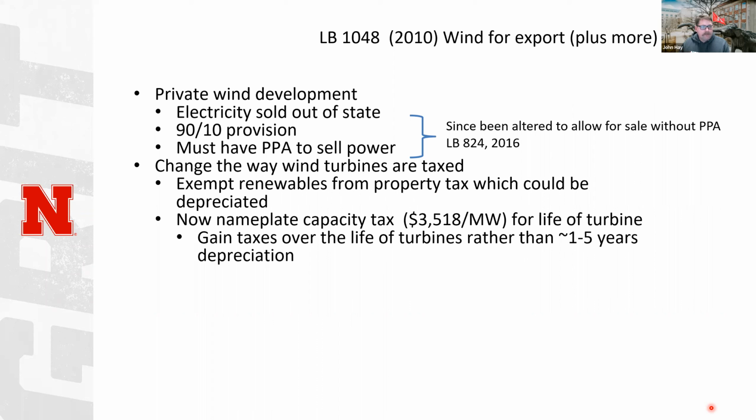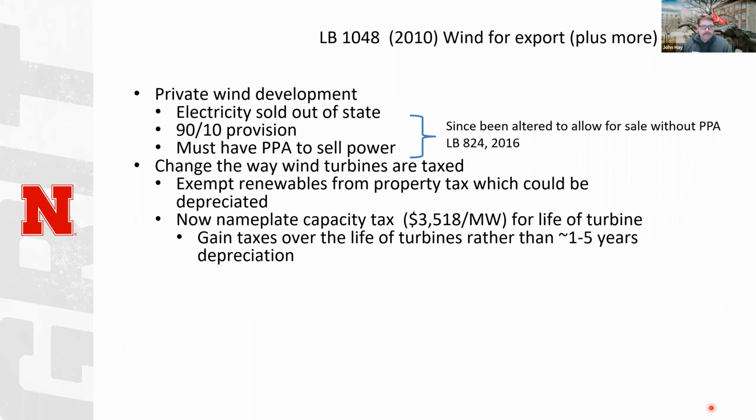The next part of LB 1048 was really important. It changed the way wind turbines are taxed in the state of Nebraska. It made wind turbines exempt from personal property tax, but instead added a nameplate capacity tax. And actually that's a pretty good move, because instead of having a tax that could be depreciated and the tax goes away for the county, now you have a nameplate capacity tax that is paid every year for the life of the system. So instead of gaining those taxes in a windfall for a couple of years and then they're gone, now it's a nice trickle all the way through the life of the system.